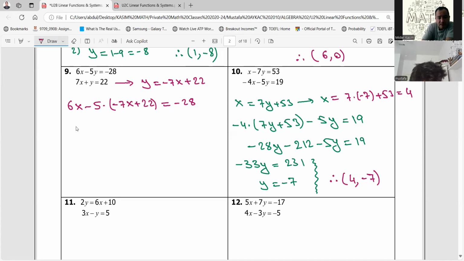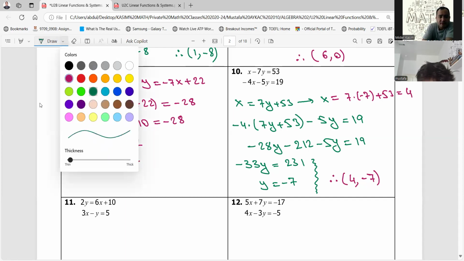I'm going to distribute here: 6x, negative 5 times negative 7, positive 35x. Negative 5 times 22, that is negative 110. On the right-hand side, still I have 28, right? And now simplify 6x plus 35x. That is 41x. And move this to the right-hand side. That is plus, right? Negative 28 plus 110, that is 82. I just added 82 to both sides. Now, if you divide by 41, I get x. That's equal to 2.